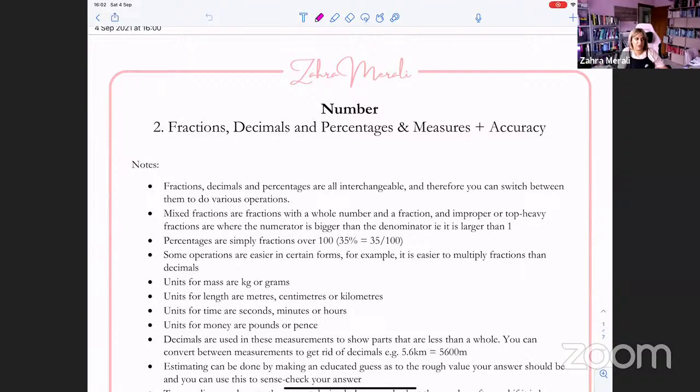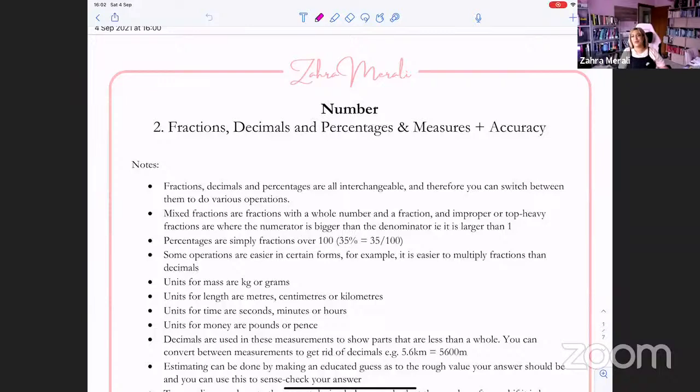Oh no, that's the wrong way around. Apologies, I've just managed to switch the sheet. Okay, that way. All right, that's better. Okay, there we go. Technical issues, like I said.